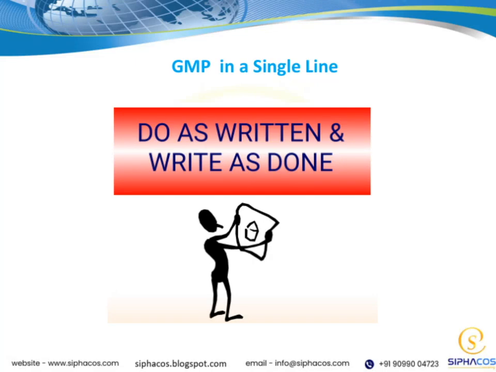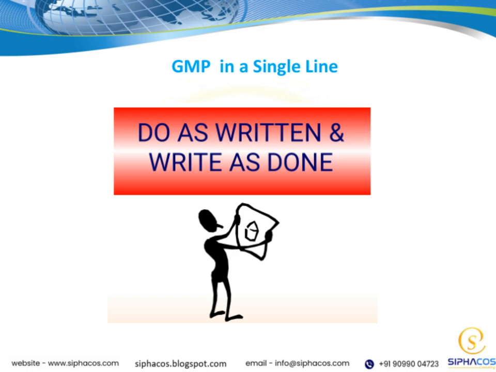GMP in a single line. When we talk about GMP, or good manufacturing practice, we're really emphasizing the importance of maintaining quality throughout the manufacturing process. It's a comprehensive approach that ensures products are consistently produced and controlled according to quality standards. This means everything from raw materials, equipment, to personnel and procedures are all part of the GMP framework.